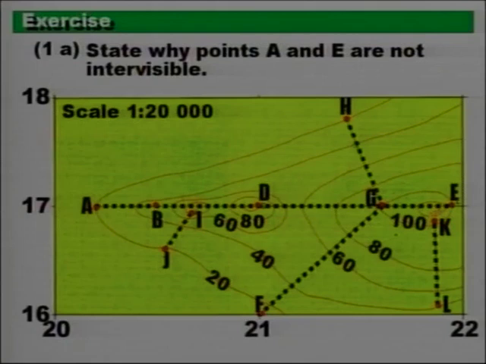No, I said to leave that out. Remember the second one, state why point A and point E are not intervisible. So circle this one you've done, B, 2, A, and 3, and 4.